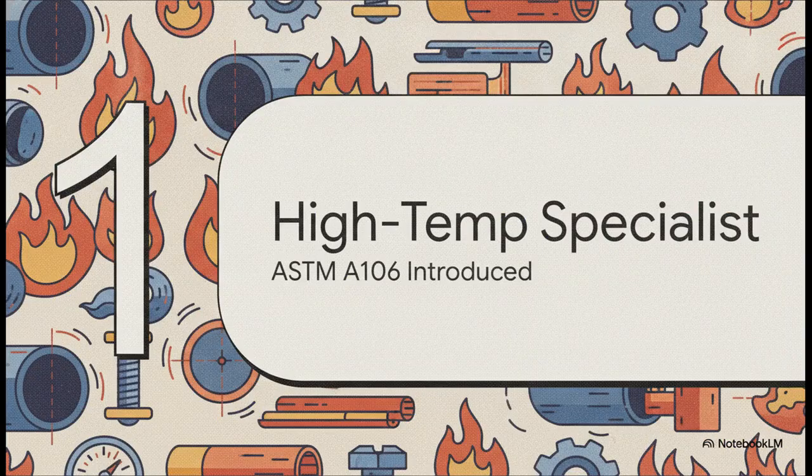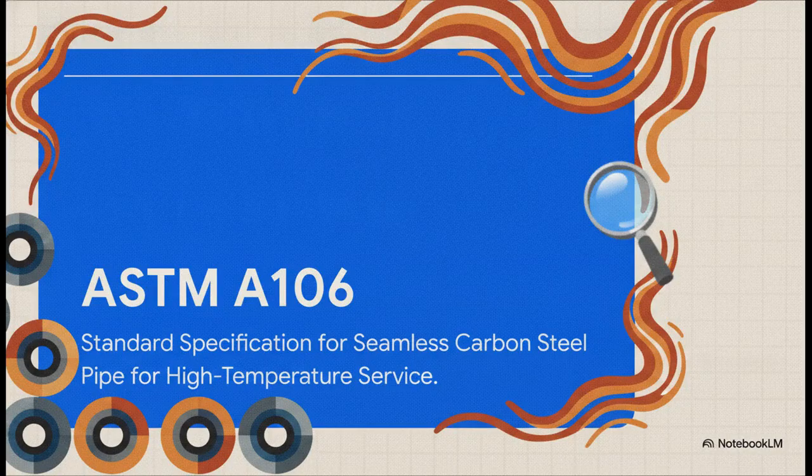Section 1. Let's meet the high-temperature specialist. When we ask, what is ASTM A106, the answer is actually hiding right there in its official title. Standard specification for seamless carbon steel pipe for high-temperature service.